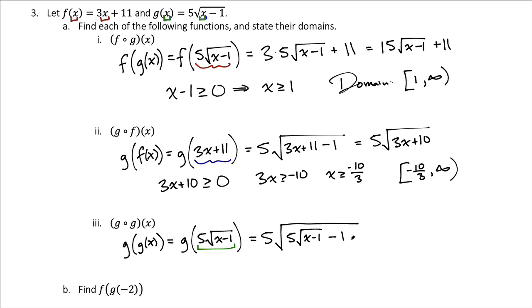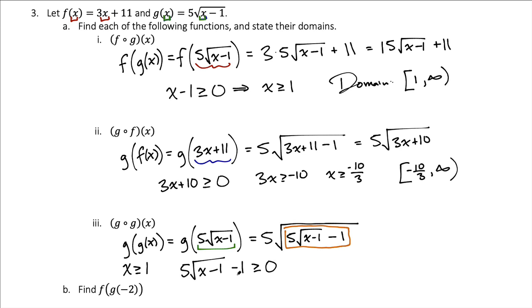But we can find our domain. We need to, of course, be able to plug our x into g of x. So we have, again, x has to be greater than or equal to 1. That was this same work that we did up here. So we have that restriction, but then we also have this thing that we're taking the square root of. And so that has to be greater than or equal to 0. So 5 root x minus 1, and then minus 1 has to be greater than or equal to 0.